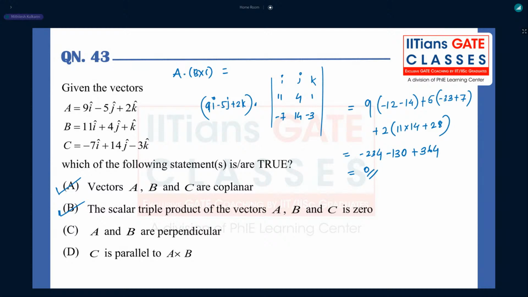So it's about the perpendicular and parallel vectors. What about the perpendicular? They are saying A and B are perpendicular. Let's take a product of these two vectors A and B, and then we can make a conclusion out of it. Let me write options A and B on the next slide.